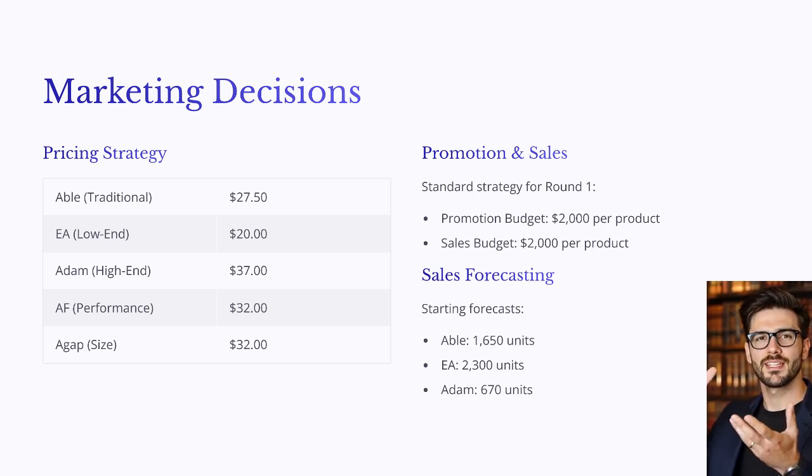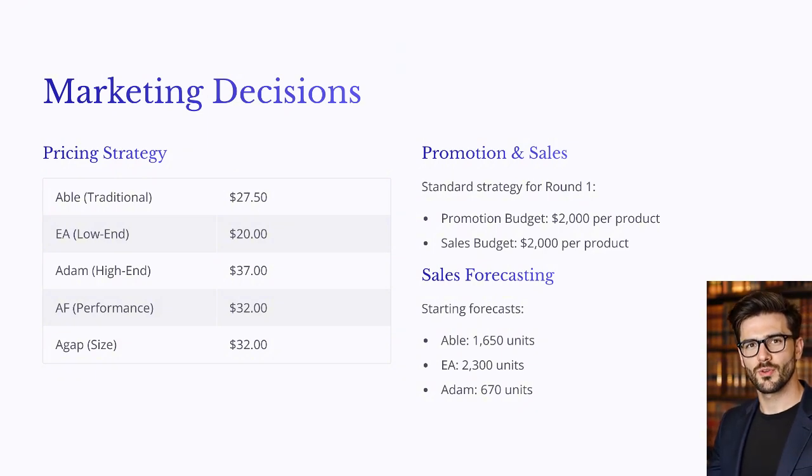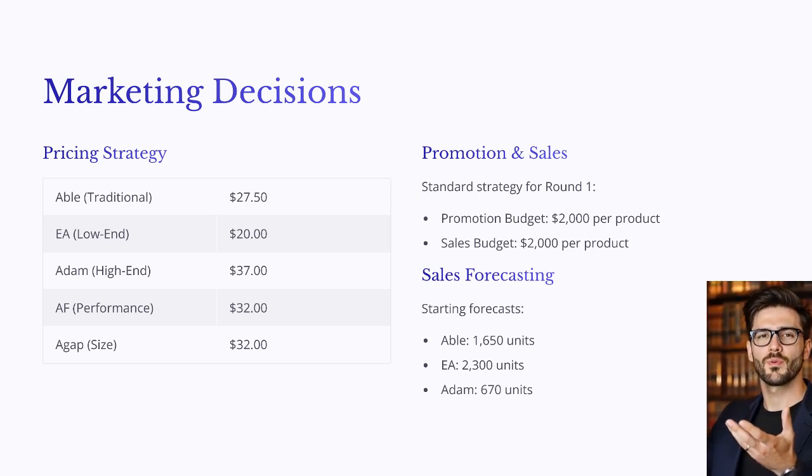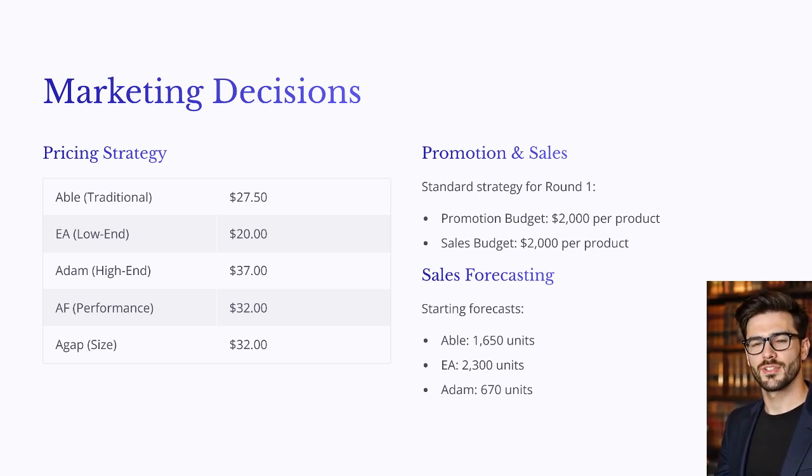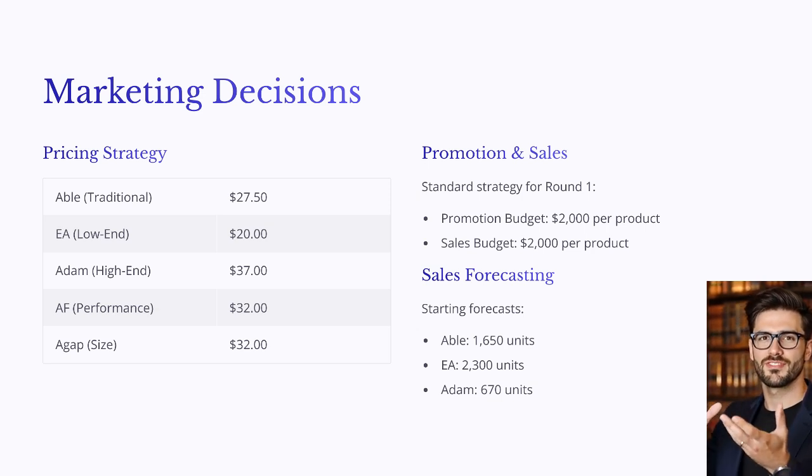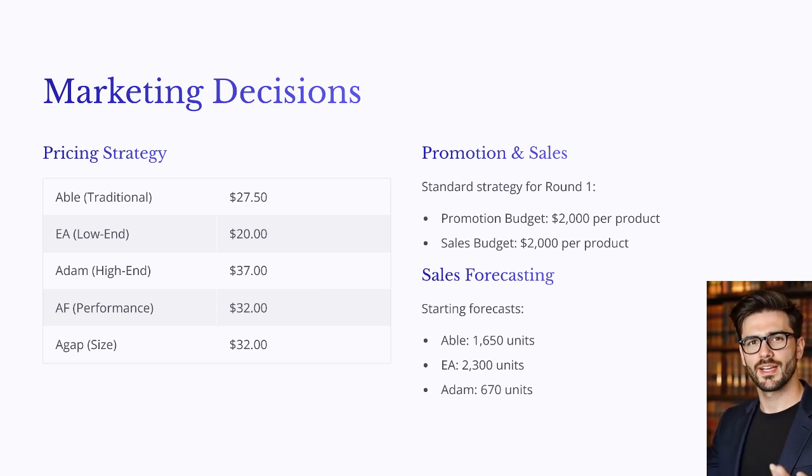Sales forecasting. This is a critical part of the simulation and the one most students struggle with. Forecast the number of units you believe you can sell in round 1: Able, 1,650 units; Baker, 2,300 units; Acme, 670 units; Adam, 650 units; Agape, 567 units. These are starting forecasts. As the game progresses, you'll base these on market share estimates and past performance.